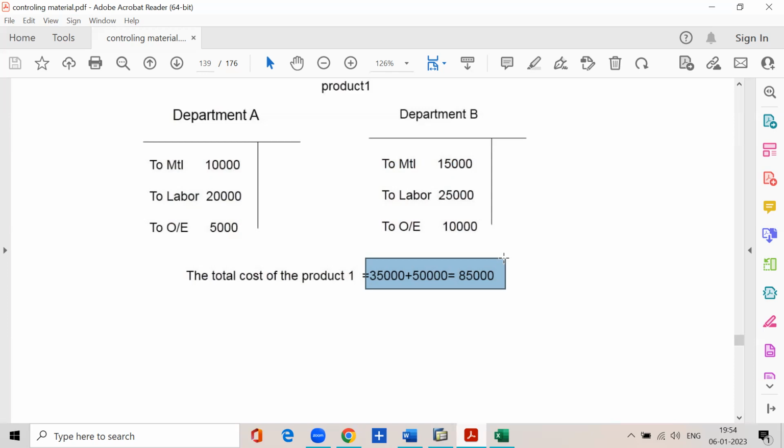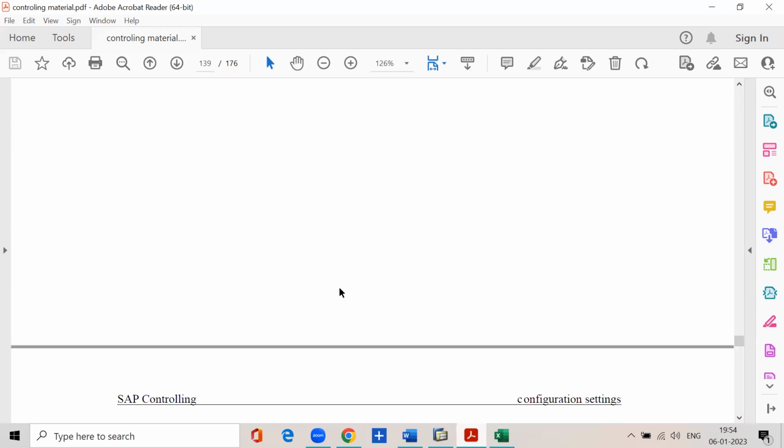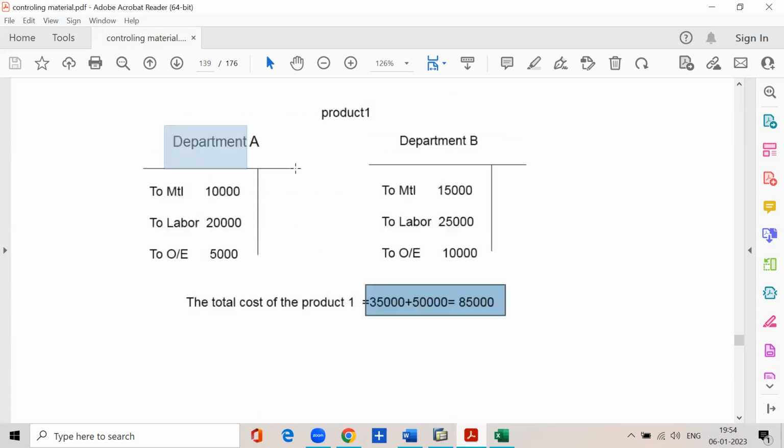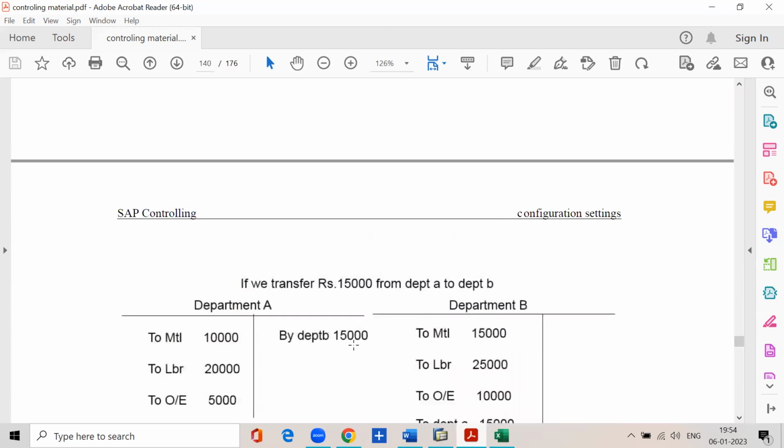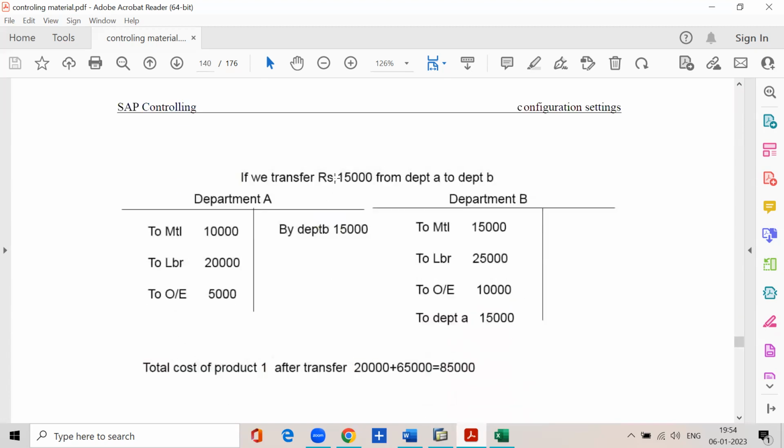Yes, sir. Now, here, these are the two cost centers. Then what happened is, at the end of the month, we transferred some cost, 15,000, from Department A to Department B. So after the transfer of cost from Department A to Department B, the total cost of Department A will be 20,000. Original cost posted is 35,000 minus 15,000. So 20,000 will be the Department A cost. Then Department B cost. Original cost is 50,000. Transfer from Department A 15,000. So total cost is 65,000.